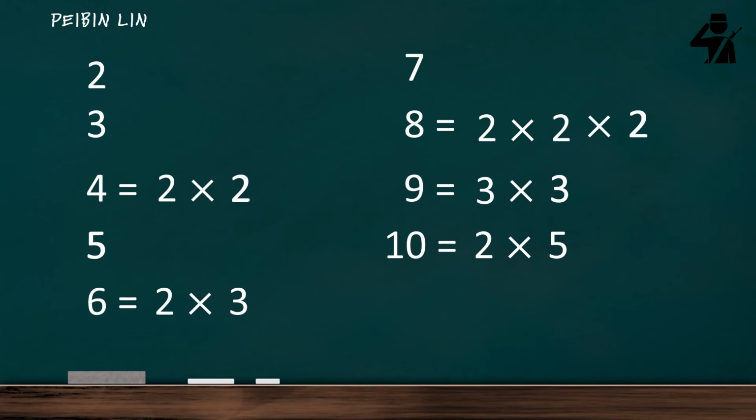Okay, now look at the screen and let's start this number finding game. First of all, to be the least common multiple of 2, its prime factor, of course, contains 2, so let's write down the number 2. The same is true for number 3. And then number 4, it has 2 prime factors, both of which are number 2.